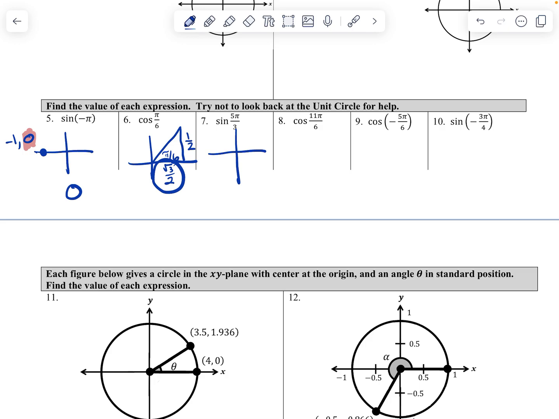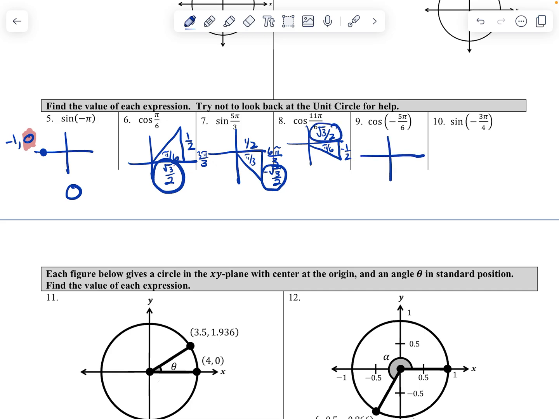5 pi over 3. Well, this is pi, or 3 pi over 3. Over here is 2 pi, or 6 pi over 3. So 5 pi over 3 is down here, with a reference angle of pi over 3. So that's negative root 3 over 2 on that side, and half. Sine is our y value, so negative root 3 over 2. 11 pi over 6, so that's almost 2 pi. So pi over 6, so opposite would be negative half, root 3 over 2, so cosine is our x value.